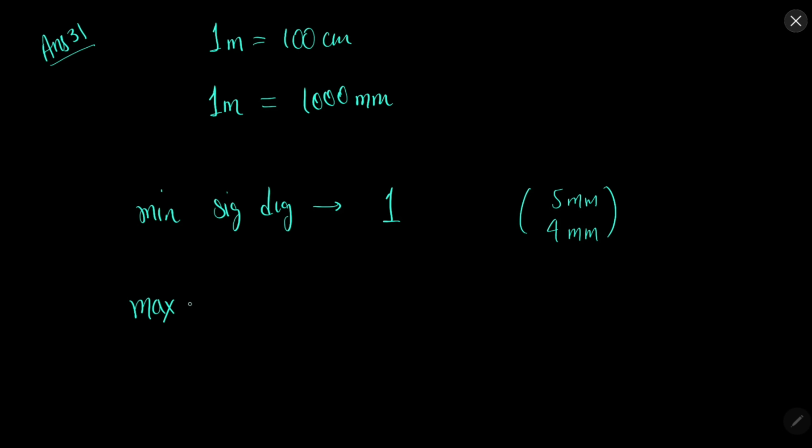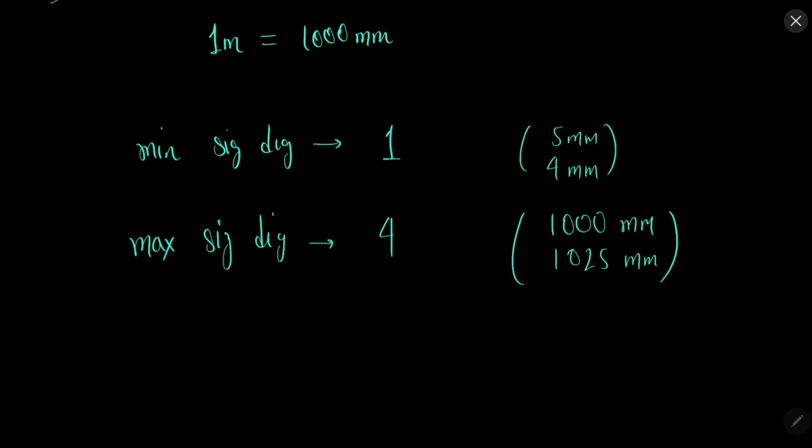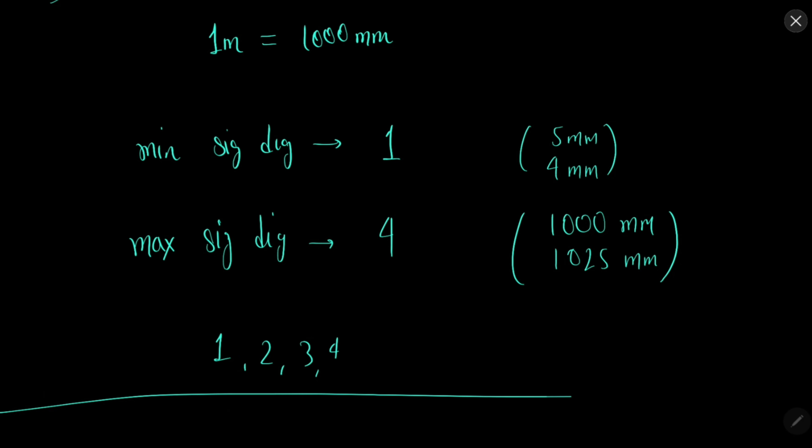And the maximum significant digits that we can have can be 4, like 1000 mm or 1025 mm, something like that. So you can go up to 4 significant digits. So the number of significant digits can be 1, 2, 3 or 4 depending on your calculation.